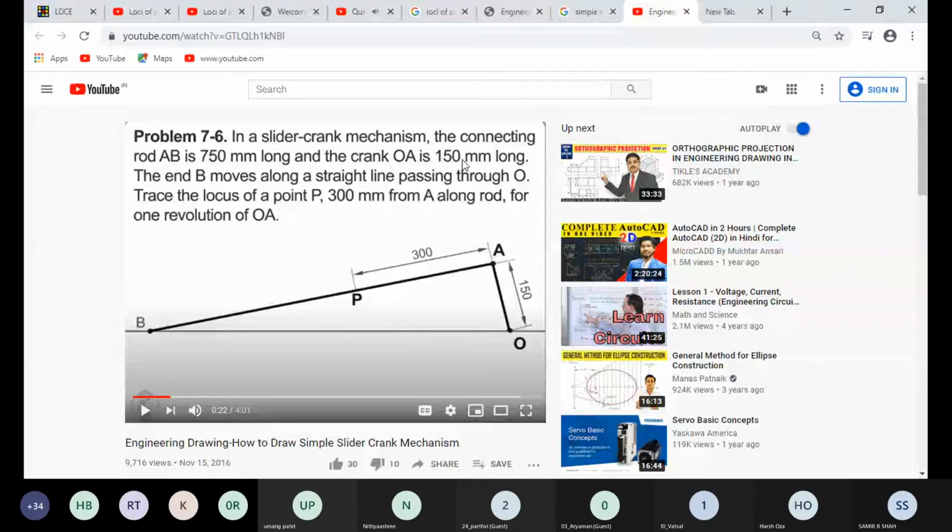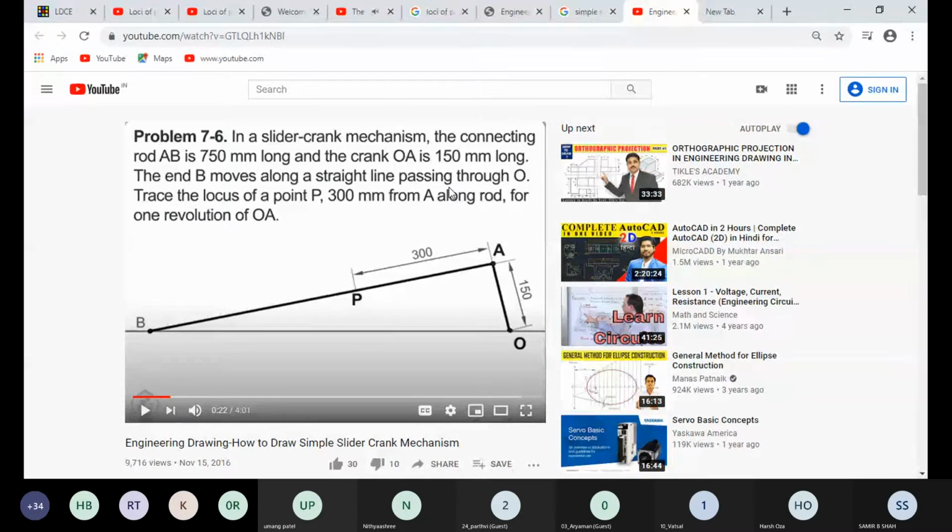Crank OA is 150 mm. Where we have to put O and where we have to put A? See, the connecting rod is AB and the crank is OA. It means OA and AB, wherever they meet, that point is considered as A. So O is the center, OA is the radius, which is equal to 150 mm, and a 750 mm long connecting rod. Now, one point is clear here that all the dimensions, as we discussed earlier, are in millimeter.